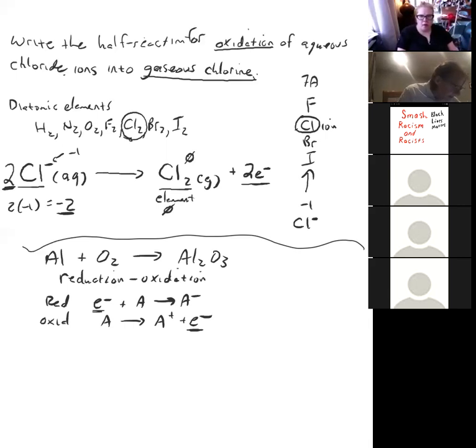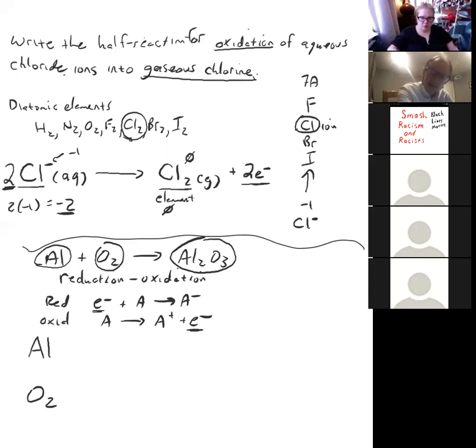So here's how we go about it. You take your first reactant, which is aluminum, and then you take your second reactant and write that as a separate equation. Now on the product side, notice they're together. That makes it a little more complicated than the examples I showed you. What do we do if they're together?